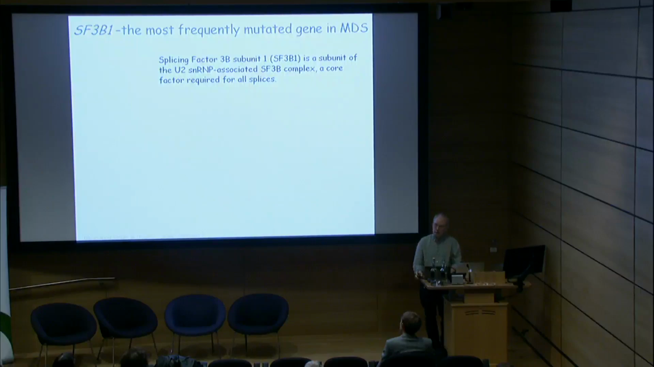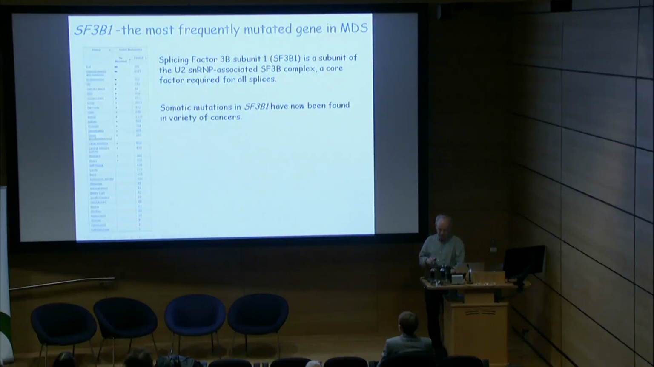So SF3B1 is not a sequence-specific RNA binding protein. It is not a regulator like SR proteins. It's a protein required for all splices in the human body, which are hundreds of thousands. Yet in this disease, a very small number, 300 or 400, are misregulated, not something we understand well.